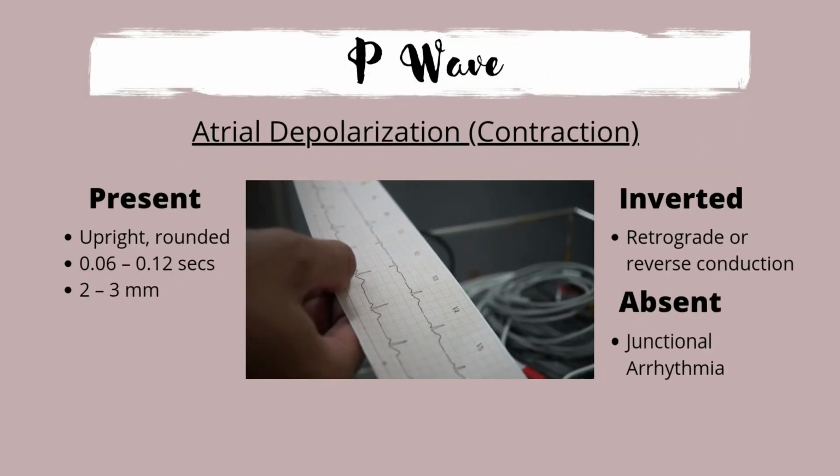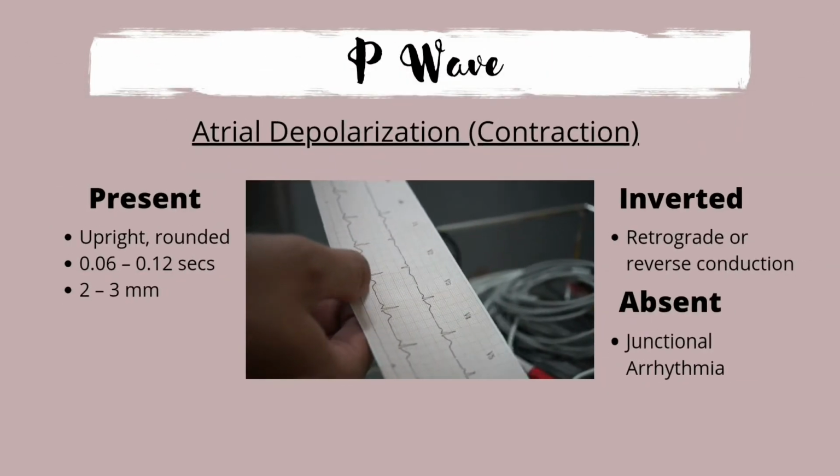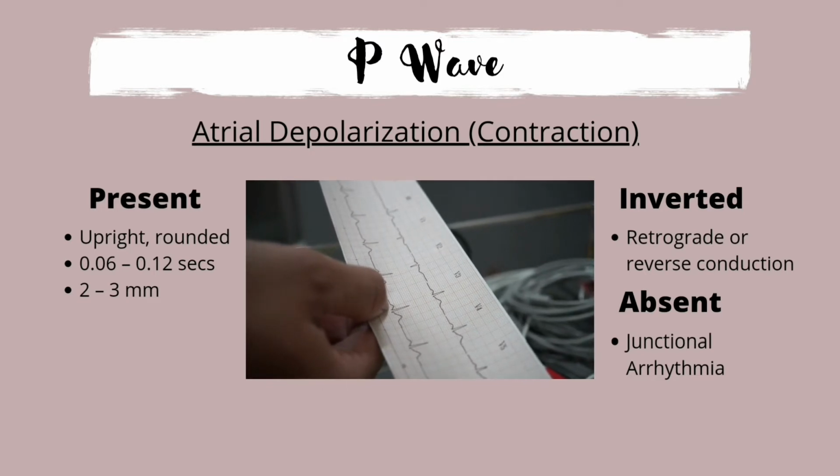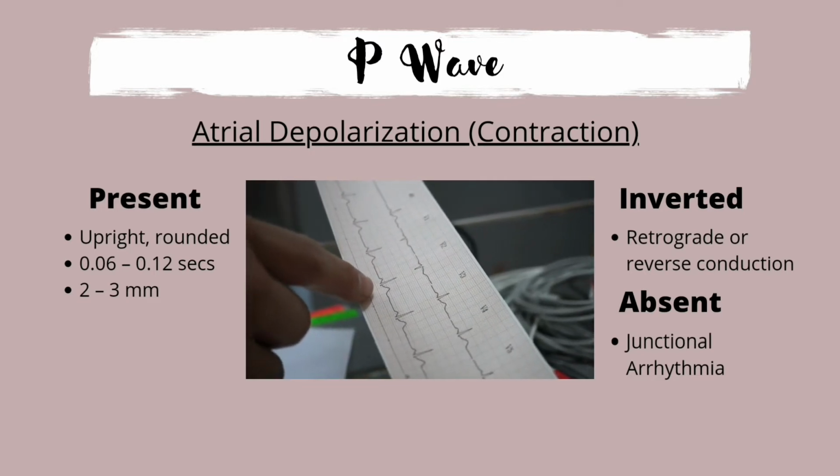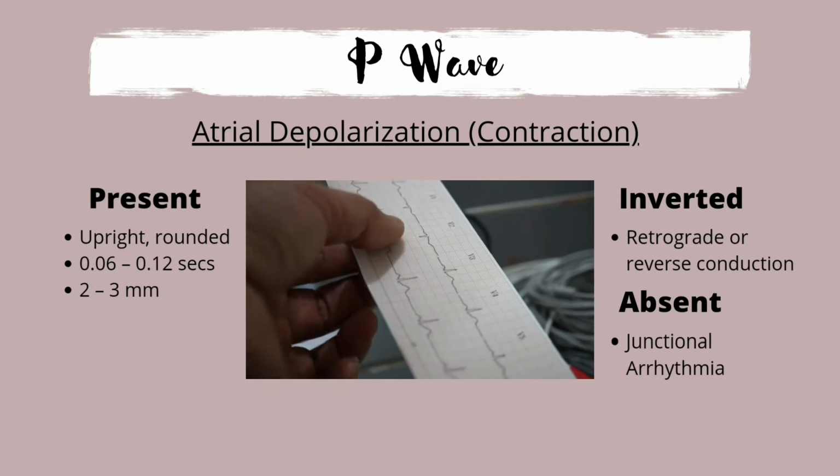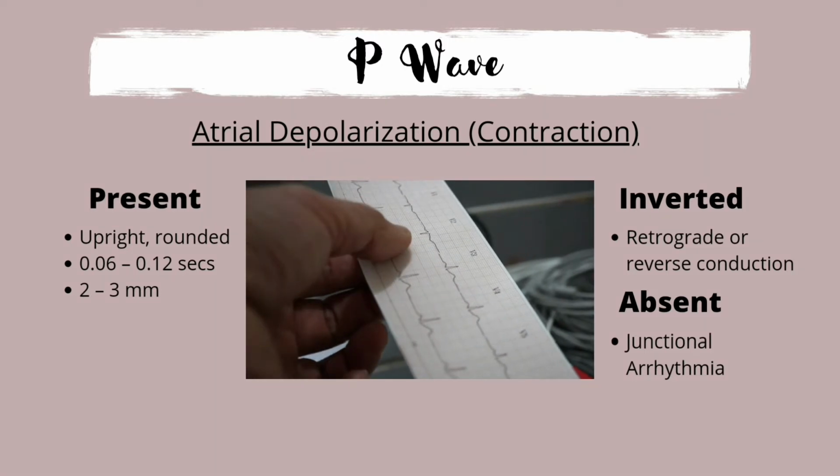As mentioned earlier, the P wave represents the right and left atrial depolarization. Normally, it should be present, upright, and rounded. If inverted, it may indicate retrograde or reverse conduction. If absent, it can be a junctional arrhythmia.